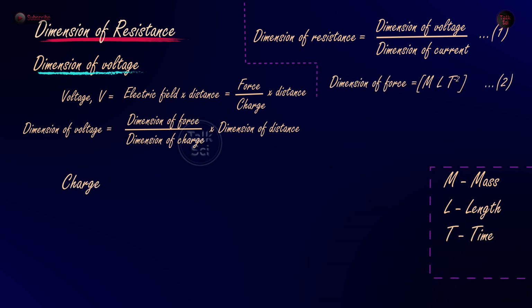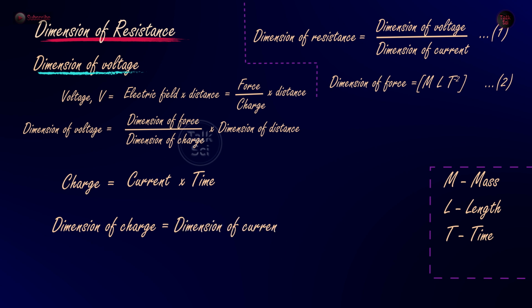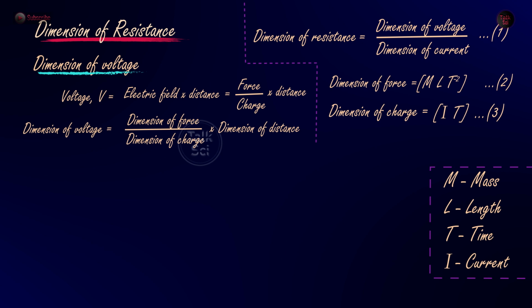Next is charge. Charge is equal to current into time. Therefore, dimension of charge is equal to dimension of current into dimension of time. That is equal to dimension of current I into dimension of time T. Here I is the current. This is equation number 3. And dimension of distance is equal to L.